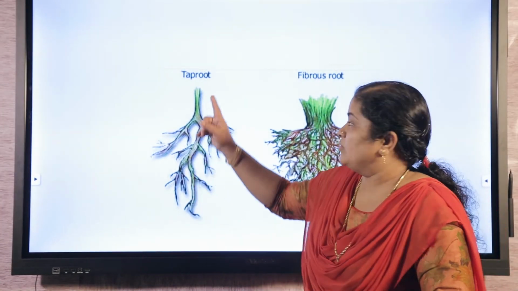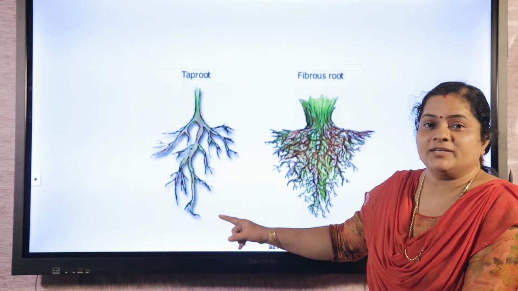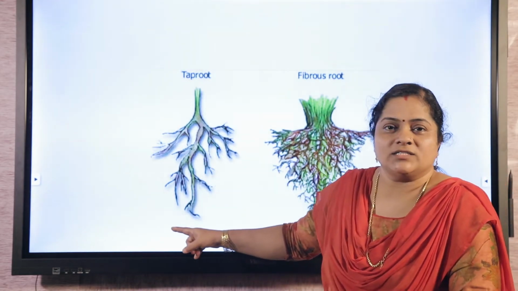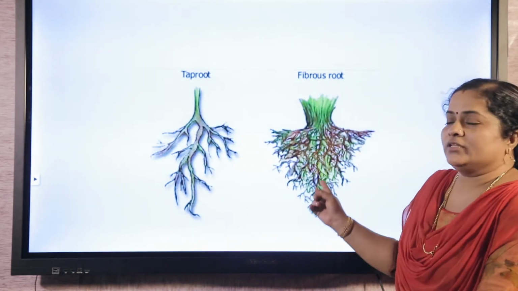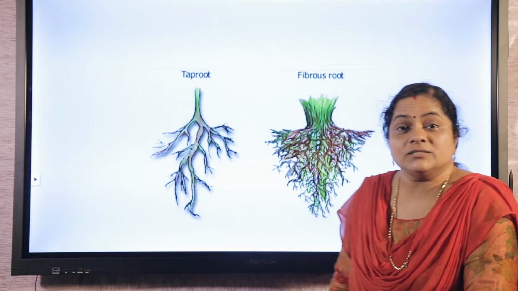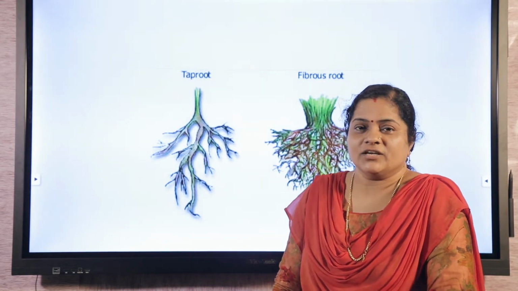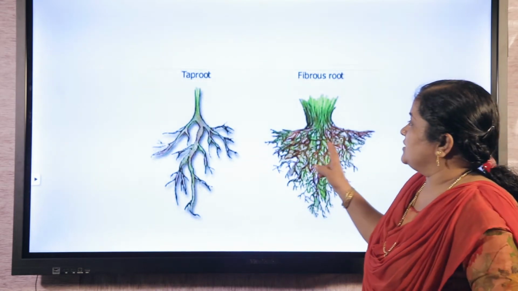Can you give an example for this tap root? Balsam, peas, then mustard, etc. Many plants are there. Then what about this fibrous root? Examples: rice, wheat, onion. So these are the differences.